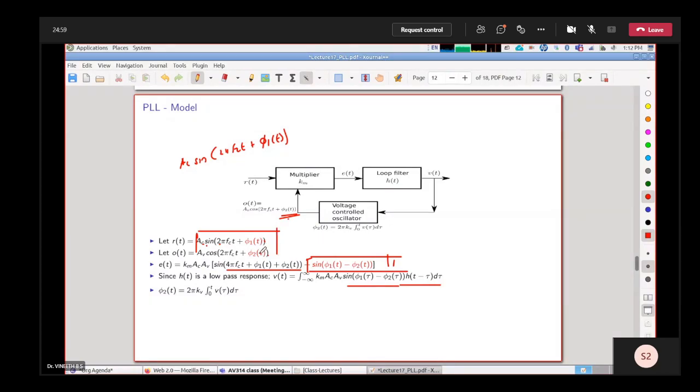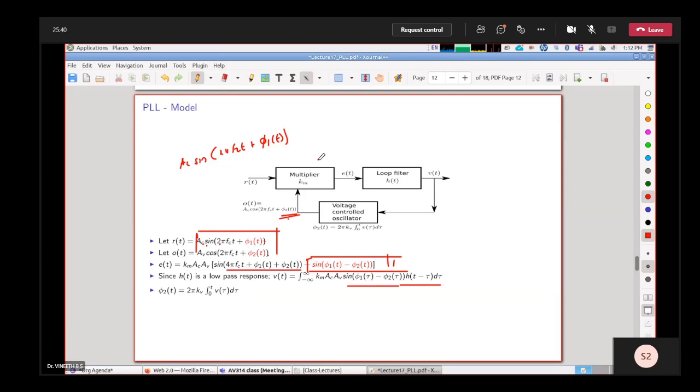If phi 1 of t becomes equal to phi 2 of t, then when you do this multiplication, you will get the sine of phi1 of t minus phi2 of t, which is 0. So a 0 error signal will be produced and no change will happen to this VCO. This is like the stable state. So when phi1 of t equals phi2 of t, E of t is 0, V of t is 0, and then the VCO just produces the signal with no change in phi2. So you basically get stable operation of the VCO. Any questions regarding this?